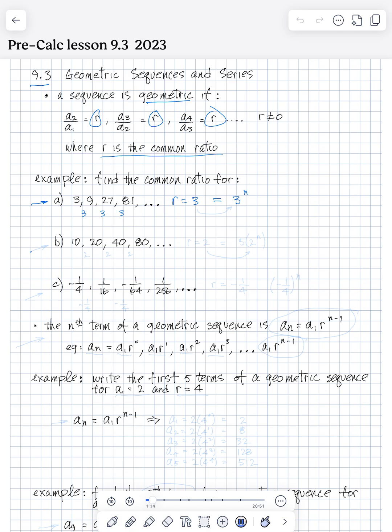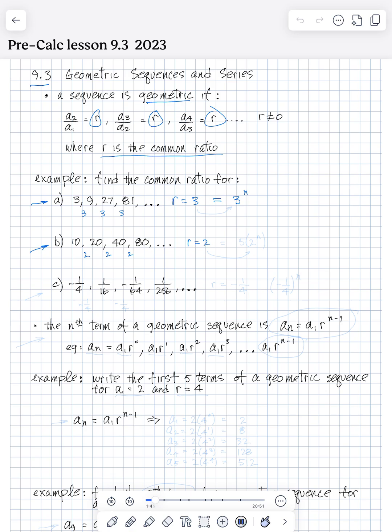The next one, we have 10, 20, 40, 80. So 20 divided by 10 is 2, 40 divided by 20 is 2, 80 divided by 40 is 2. So again, this is a geometric sequence, and in this case, r is equal to 2.